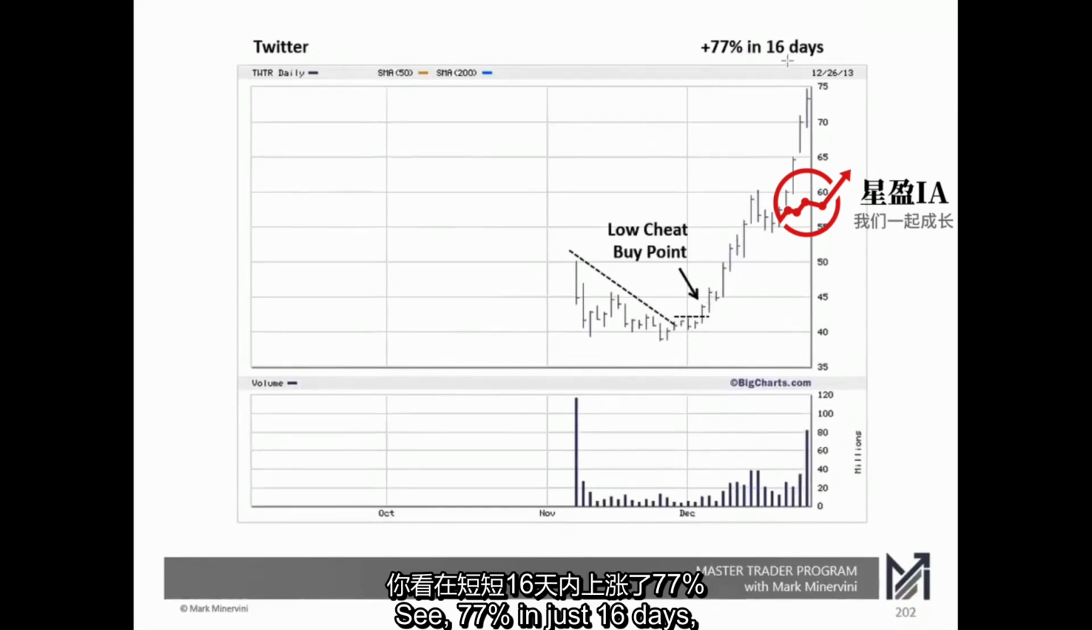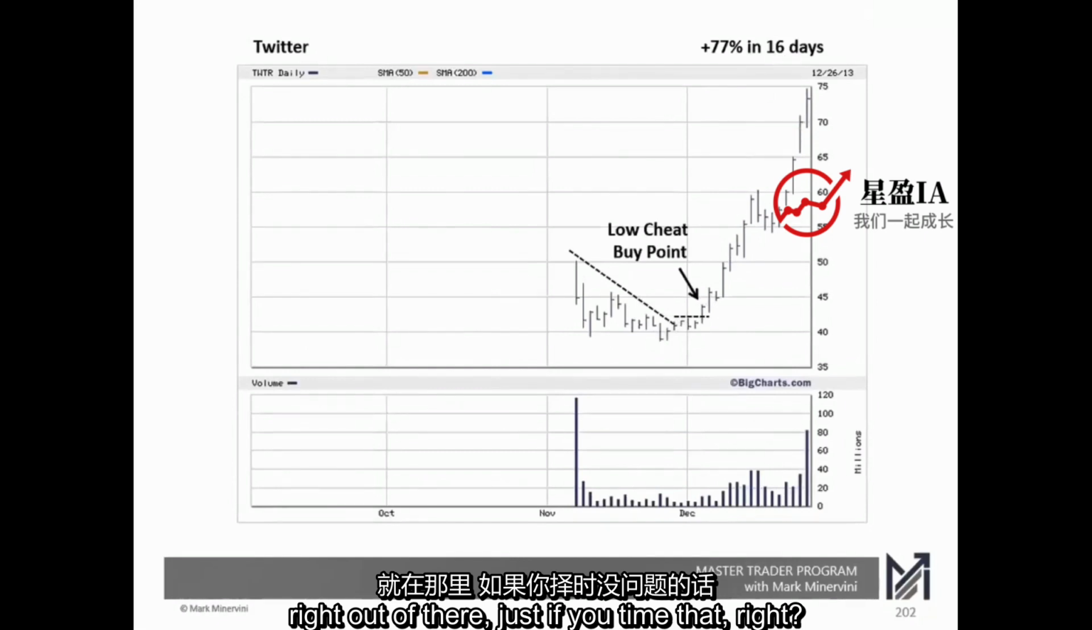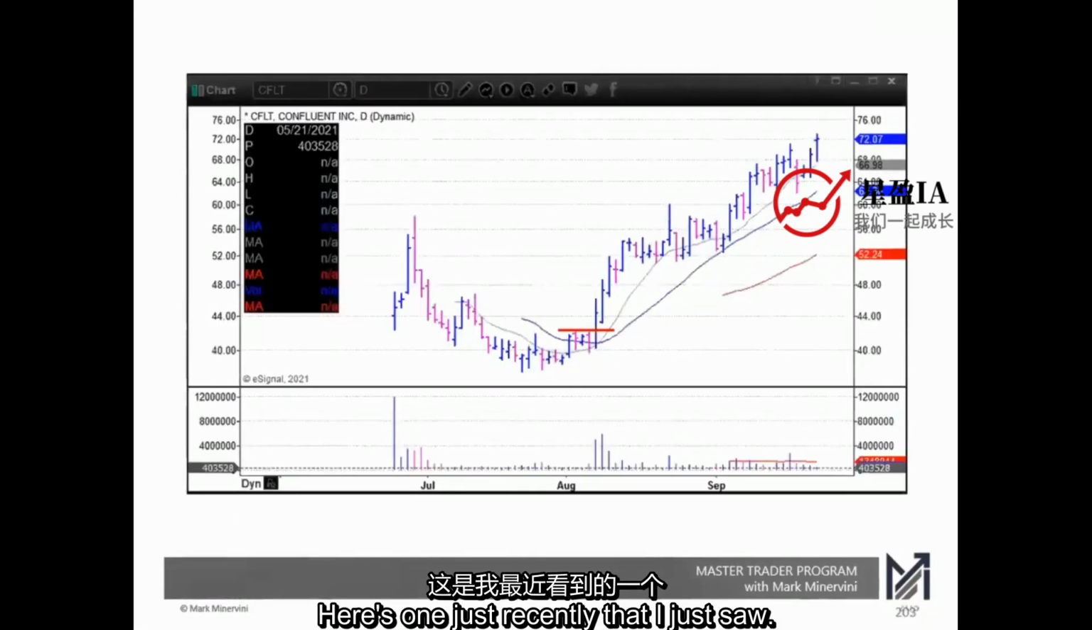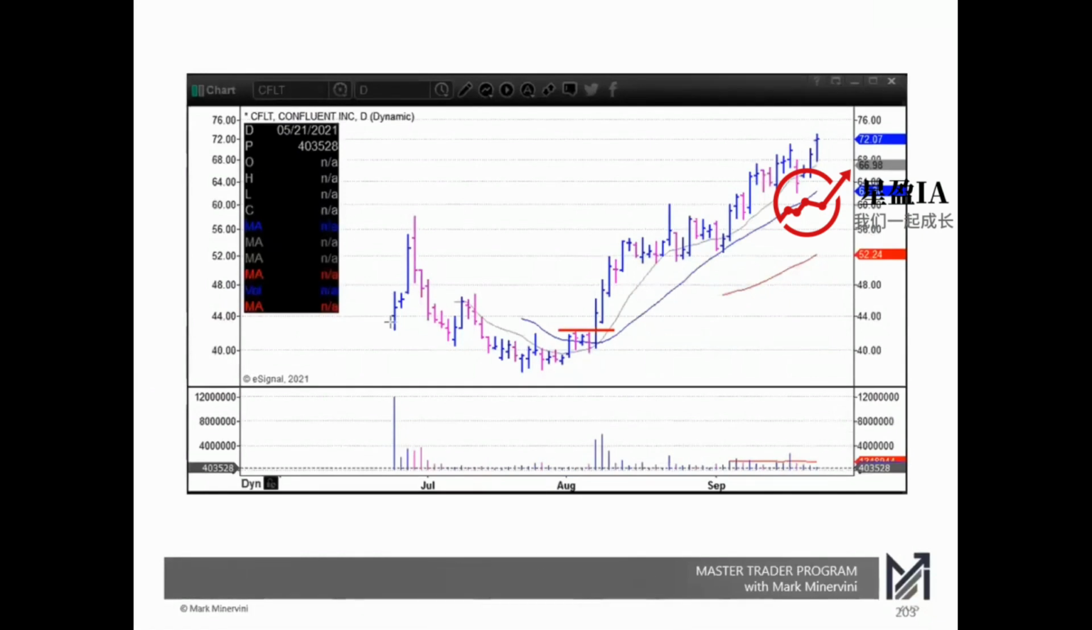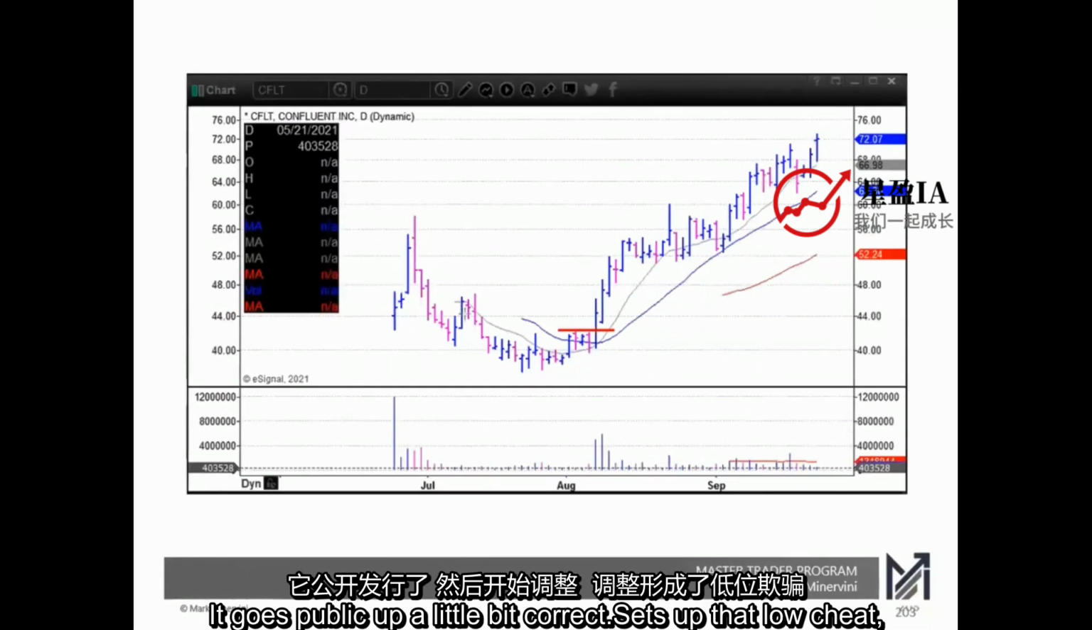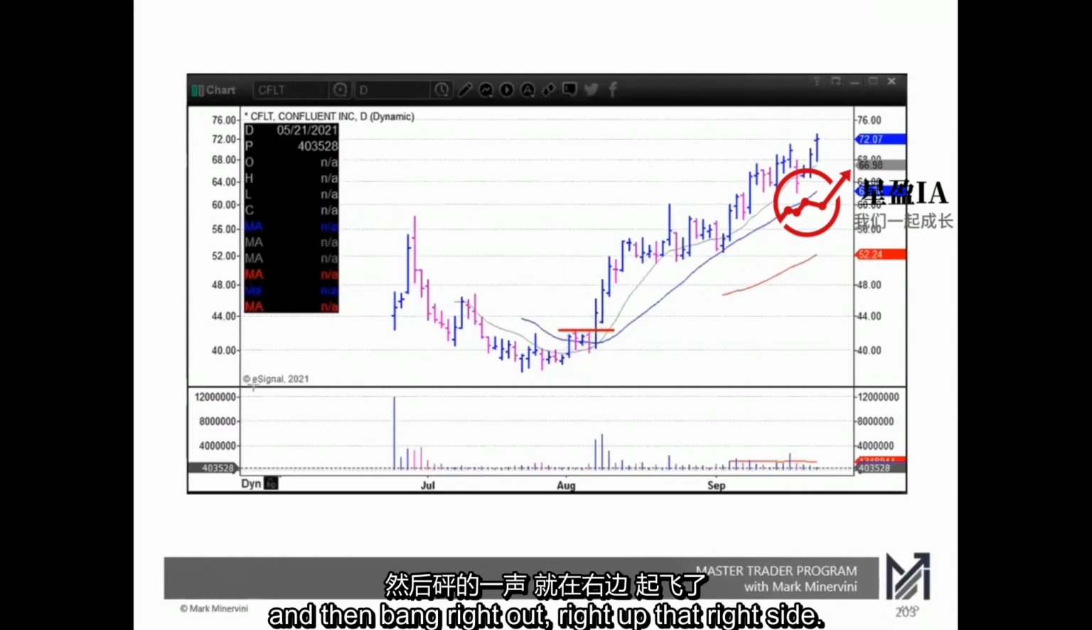See, 77% in just 16 days, right out of there. Just if you time that right. Here's one just recently that I just saw, CFLT. This is a stock that came out almost identical too. Look how it sets up. It goes public, up a little bit, corrects, sets up that low cheat, and then bang, right up that right side.